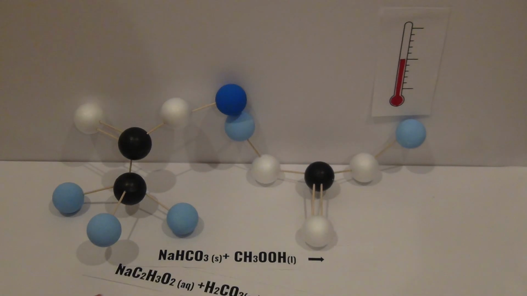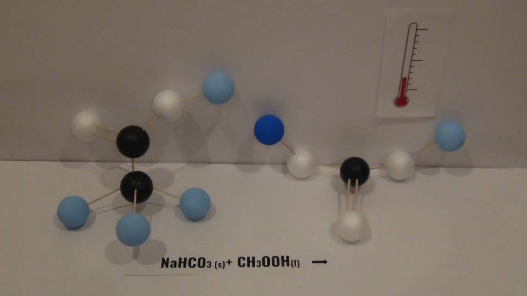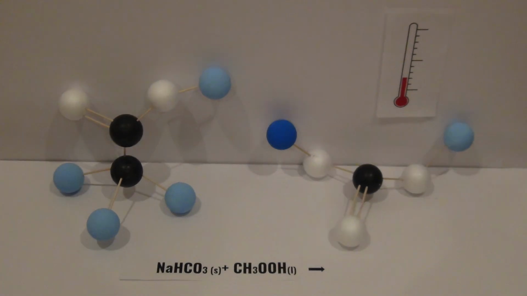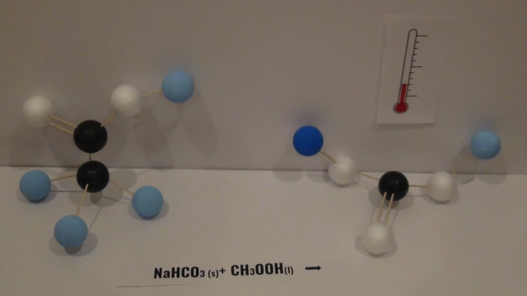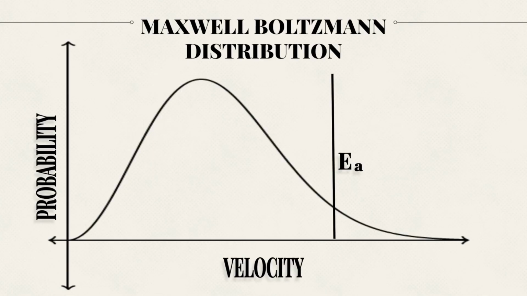If molecules collide with sufficient energy, a reaction will occur. If the reactant molecules do not possess enough energy, the molecules will just bounce off of each other without forming any bonds. To increase the reaction rate, we can increase the concentration of reactants, the physical surface area, the temperature, or use catalysts. Here is a Maxwell-Boltzmann diagram which defines the speeds of gases at certain temperatures.